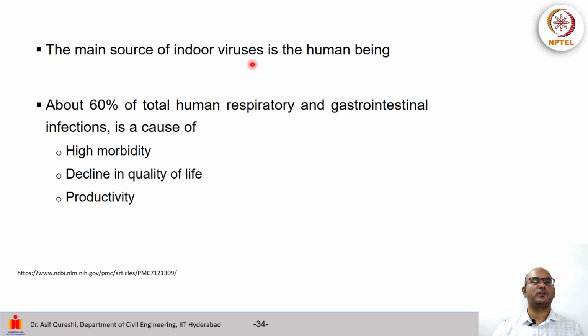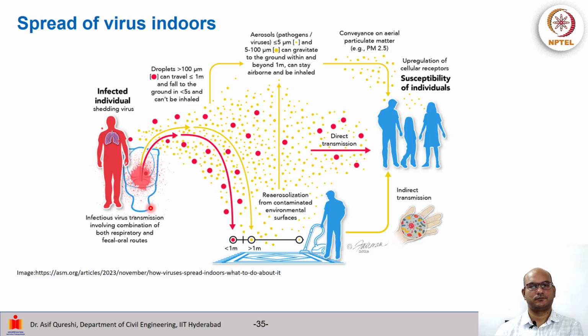The main source of indoor viruses, once the human is infected, of course, with the virus, is the human being. About 60% of total human respiratory and gastrointestinal infections can sometimes cause morbidity in case of extreme exposure to a very harmful virus. In general, there is a decline in quality of life and also a loss in productivity. This is how a virus may sometimes spread indoors.